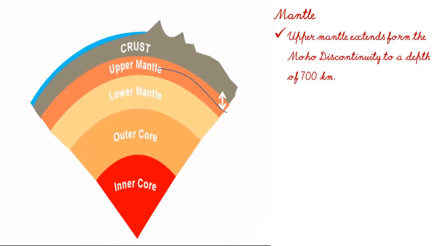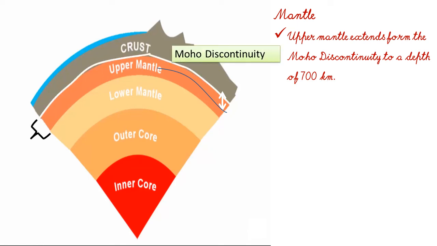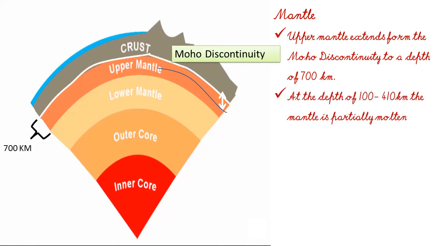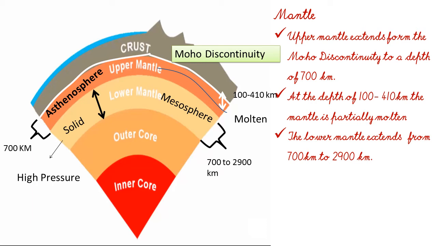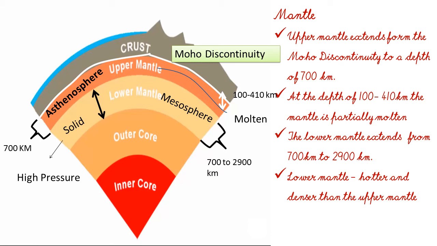The upper mantle extends from Moho Discontinuity to a depth of 700 km. At the depth of 100 to 410 km, the mantle is in partially molten form. It is also known as asthenosphere. Asthenes means weak. The lower mantle extends from 700 km to 2,900 km, and it is known as mesosphere. The lower mantle is solid due to high pressure. The lower mantle is hotter and denser than the upper mantle.